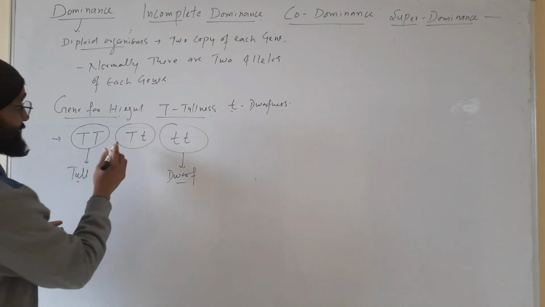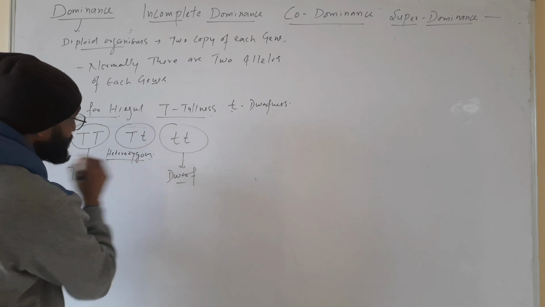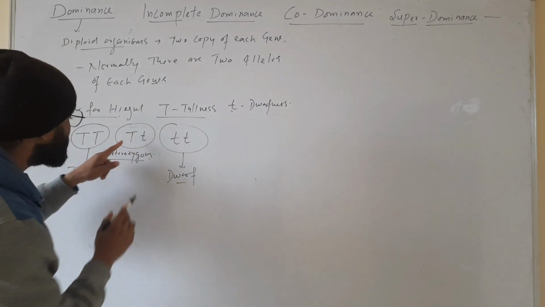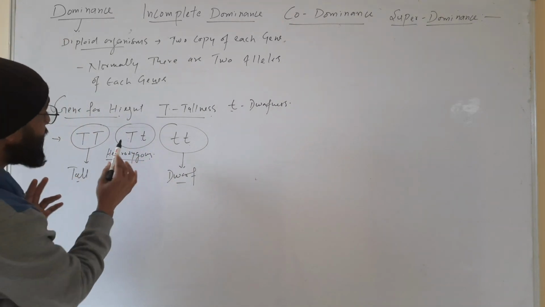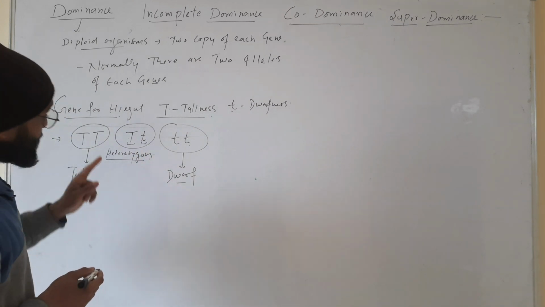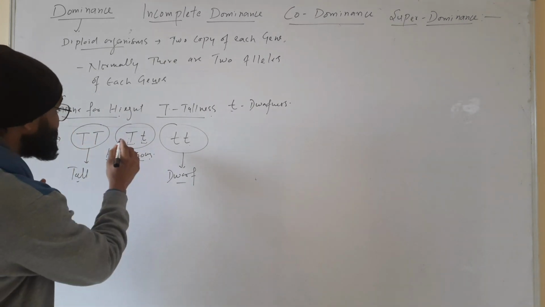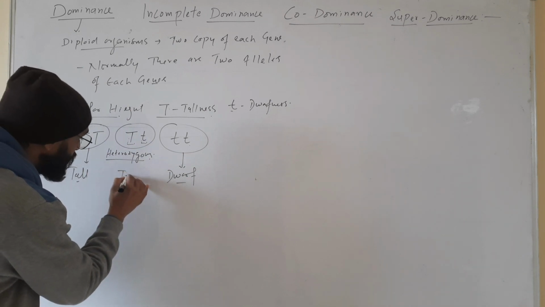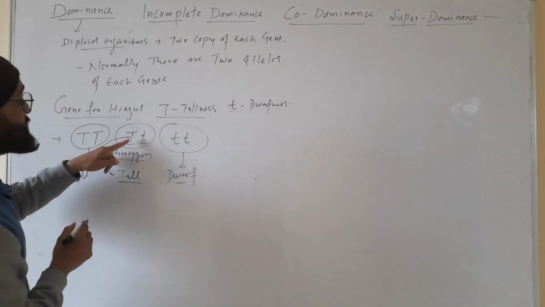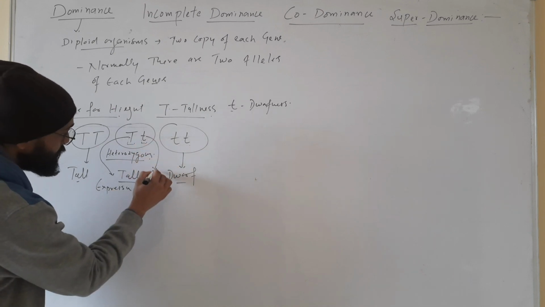But the third is the heterozygous condition, which means both alleles or both copies are different. Here two copies are present and this one is different from this. In heterozygous condition, one copy will express itself and another will not. So in that case, this plant is tall. Why is it tall? Because this capital T is expressing, and this is not expressing.